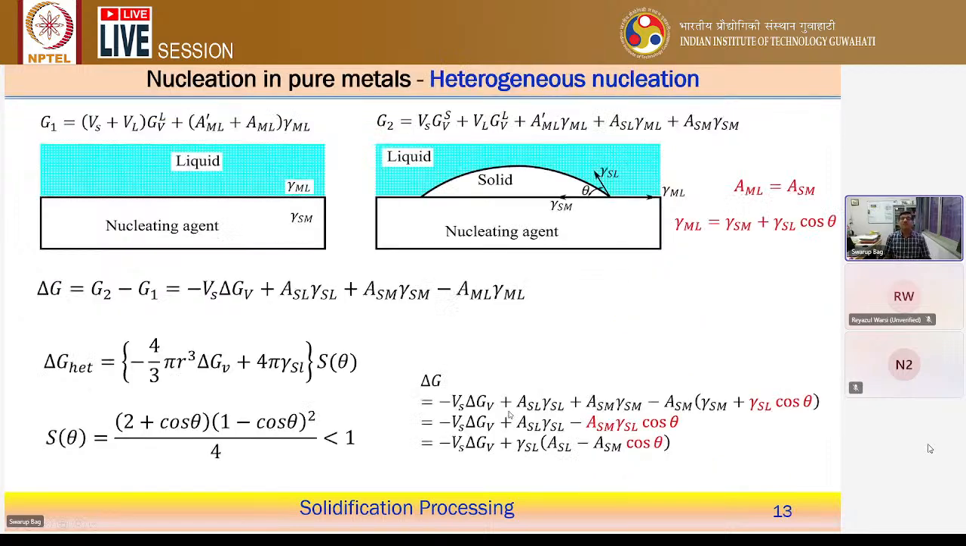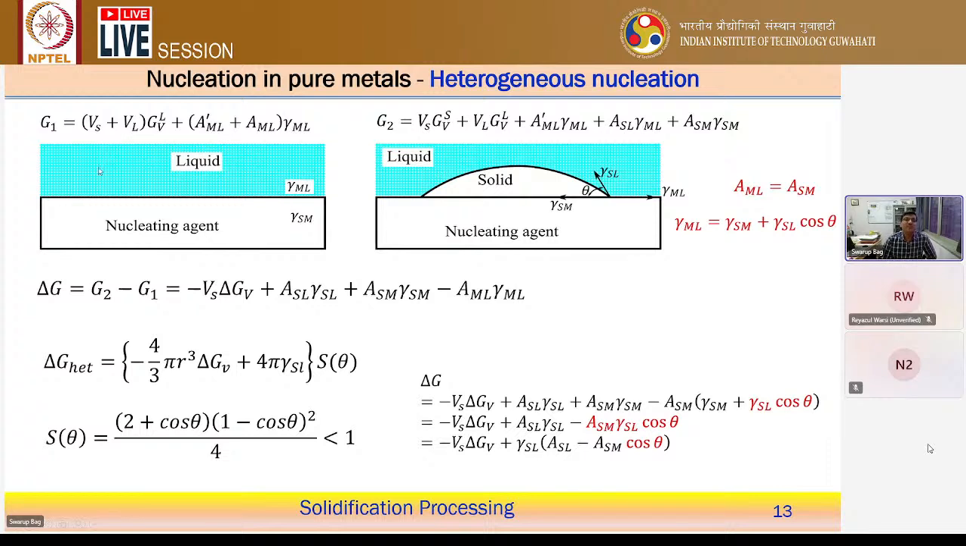Now, if we try to look into the nucleation process in the heterogeneous nucleation process, we can see that we start with the liquid phase, but there is some nucleating agent, some external surface, that actually initiates the nucleation process. So that's what is known as the heterogeneous nucleation process. In this case, we can perform a similar calculation, a similar strategy you can follow.